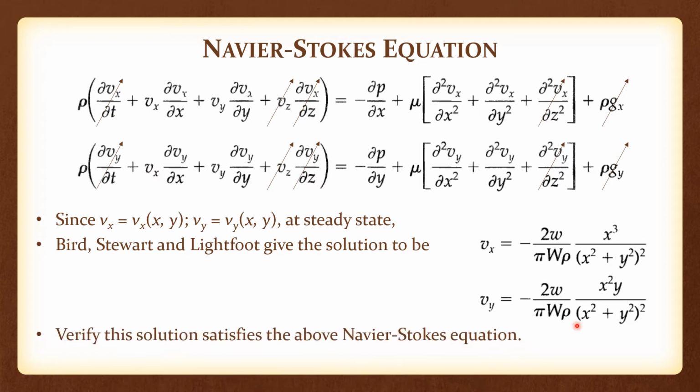Verify that this solution satisfies the above Navier-Stokes equation, and also give an analysis of what happens to the pressure drop. Should there be a pressure drop, and if so, what would it be? What sort of assumption has been made in arriving at this solution regarding the pressure as a function of x and y? This is the second problem.